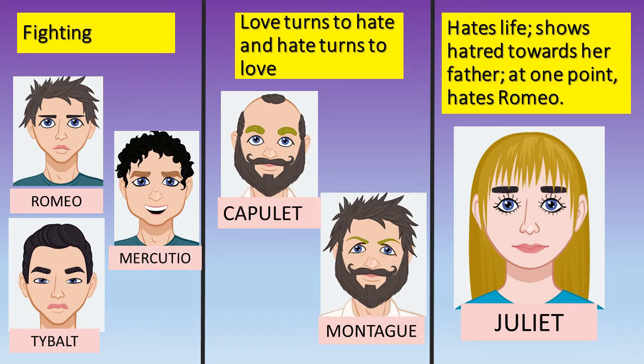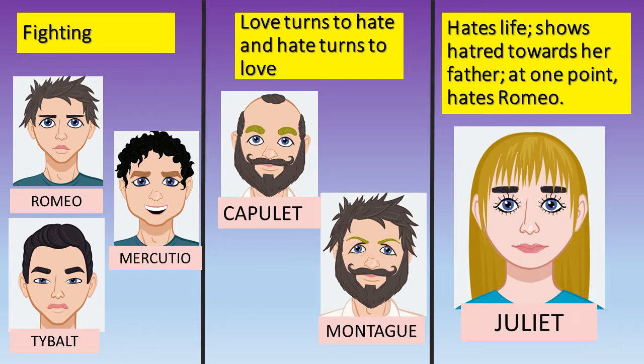We've also got Juliet. So when she ends her life, she hates life. She shows hatred towards her father when he wants her to marry Paris and she refuses to. And at one point, when she finds out that Romeo's killed Tybalt, she talks about her hatred for him that's mixed with love. She has some very confusing feelings.